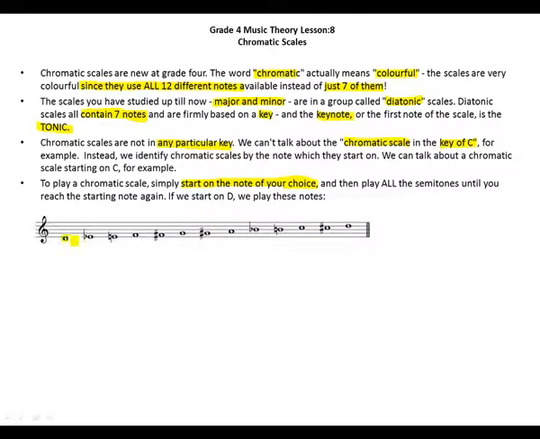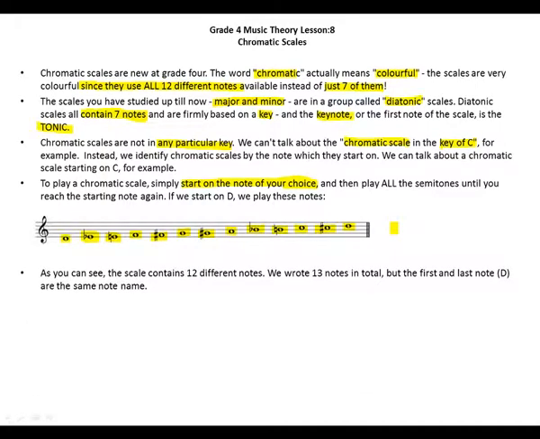We play D, E flat, E natural, F, F sharp, G, G sharp, A, B flat, B natural, C, C sharp, and back to D again. As you can see, the scale contains 12 different notes. We wrote 13 notes in total, but the first and the last note, which are D, are the same note name.